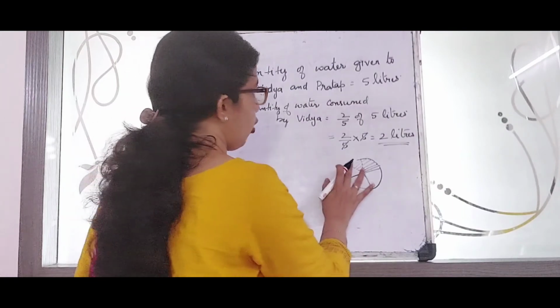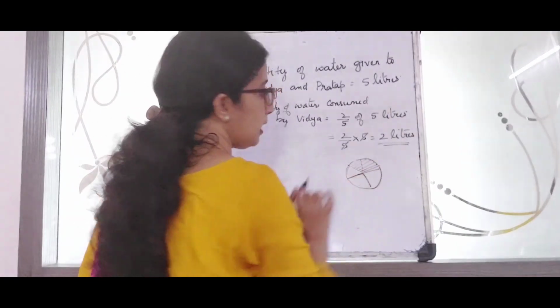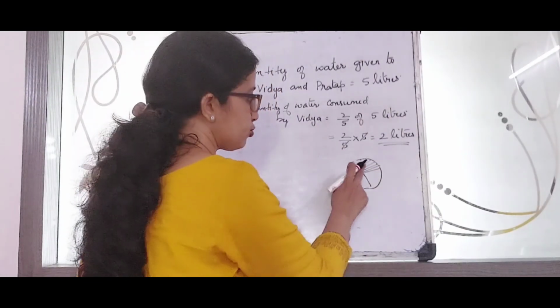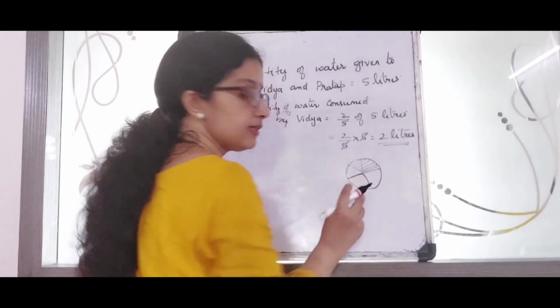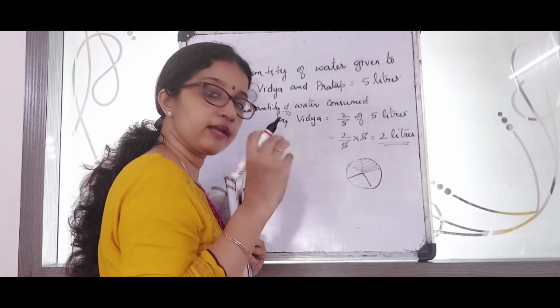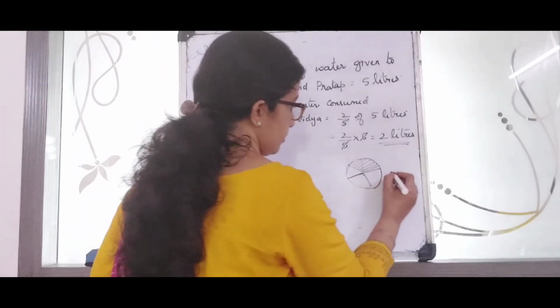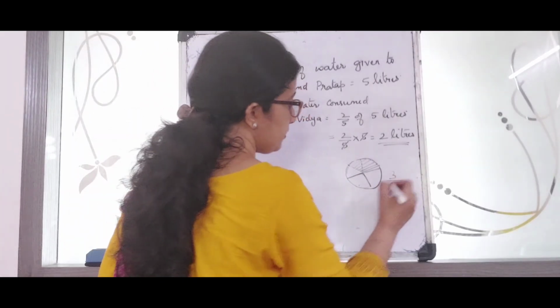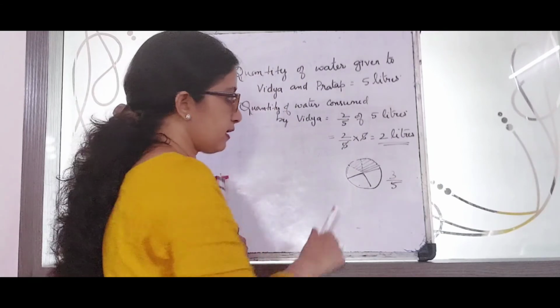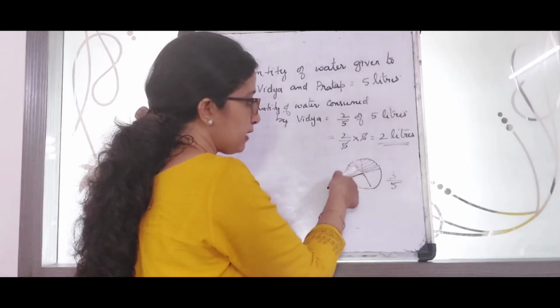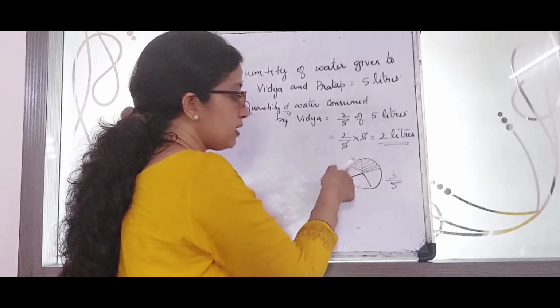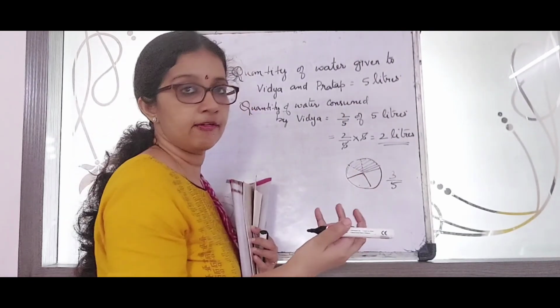So how much will Pratap have? Vidya had 2 parts. So how much will Pratap have? 1, 2, 3. 3 parts, right? So how can we write it in terms of fraction? 3 by 5. Pratap had 3 by 5. 5 by 5 is the total one. Out of that, 2 by 5 Vidya had. So the remaining 3 by 5 Pratap will have, right?